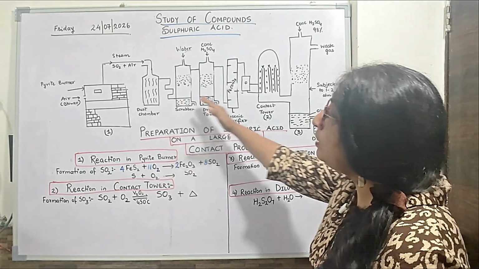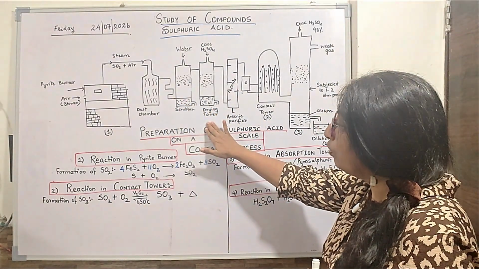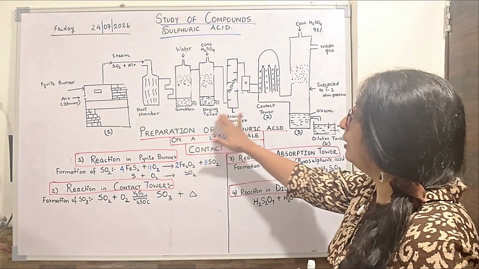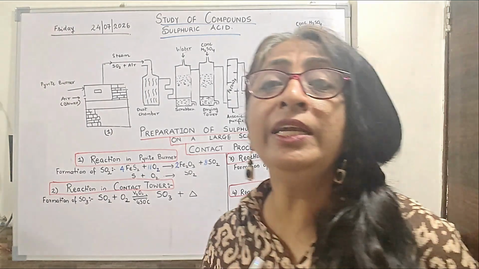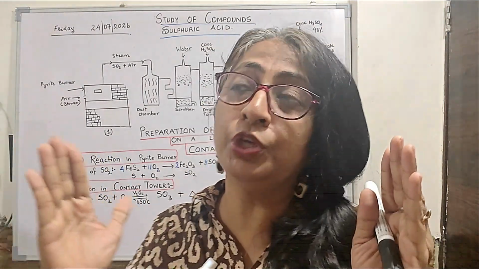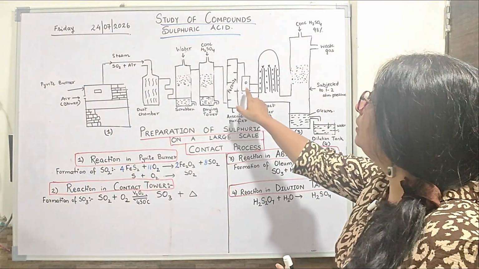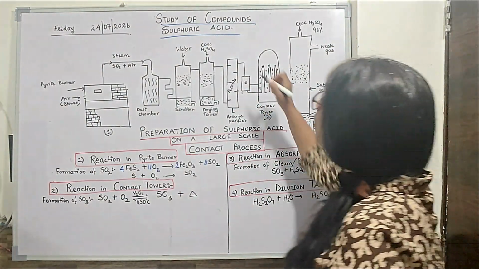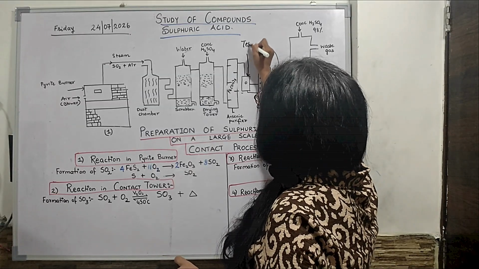So in all these chambers, the dusting chamber, the scrubber, the drying tower, and then the arsenic purifier, we are subjecting our sulfur dioxide to all these purification units, and then we pass it into what is called a testing box.